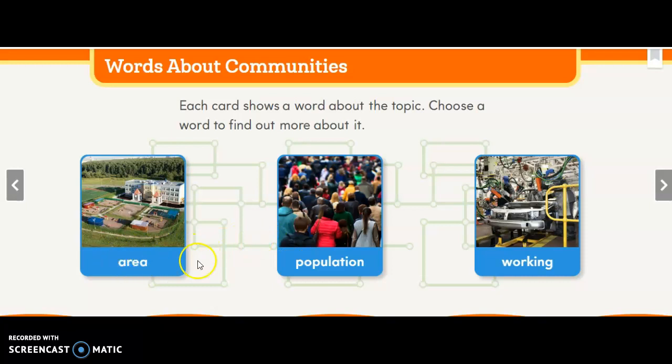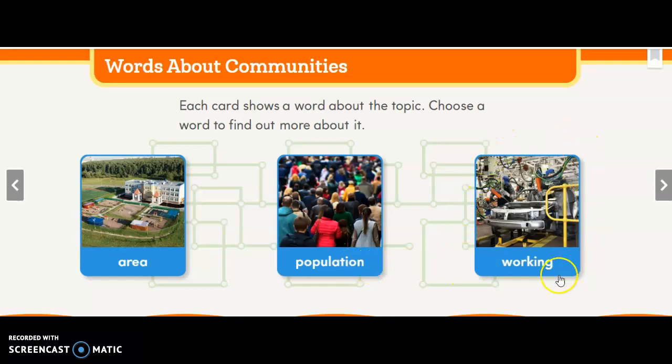So in your workbook, draw a picture of population and write down a synonym and an antonym for population. Remember, a synonym is a word that means the same thing. So what word is the same as population? An antonym means the opposite. What is the opposite of population?